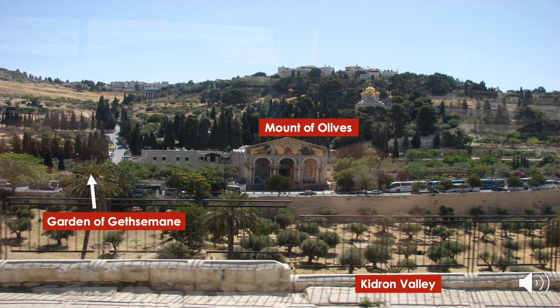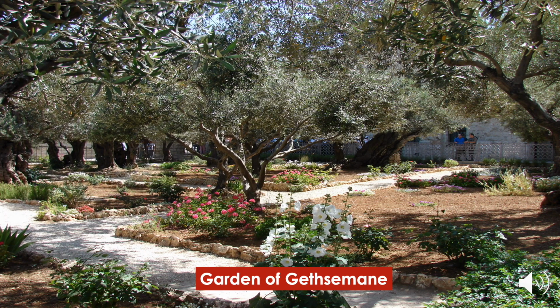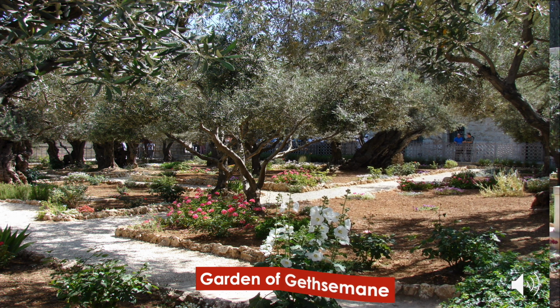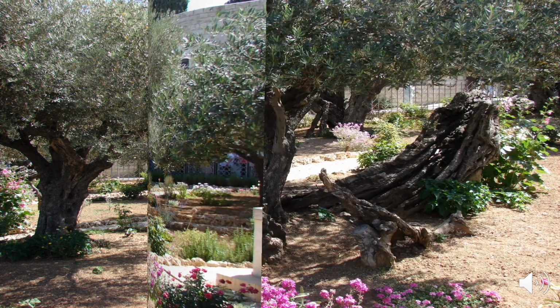Overall view of the Kidron Valley, Garden of Gethsemane, and the Mount of Olives. The Garden of Gethsemane and the old olive trees there, where Jesus would have spent his time of agony before he went to the cross. Another view of the old olive trees. Some of them are very old.